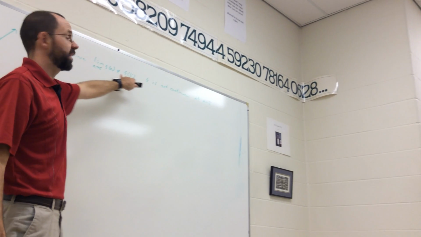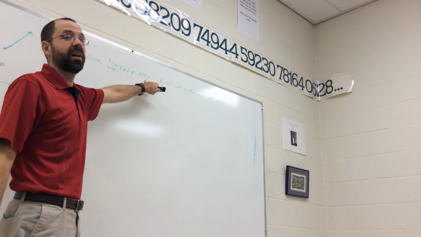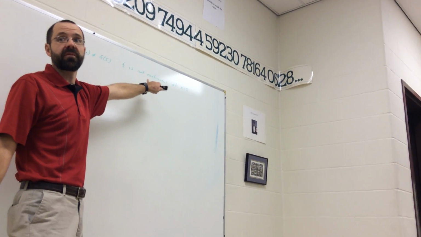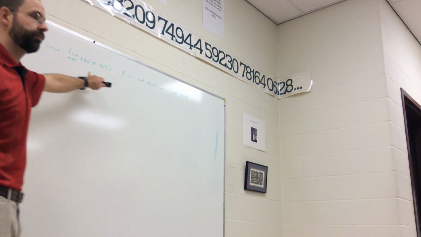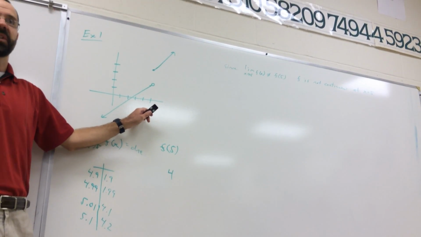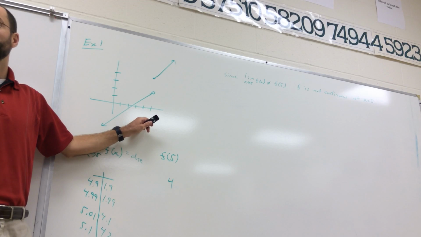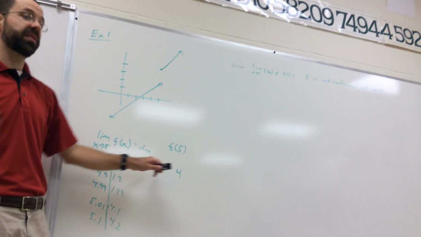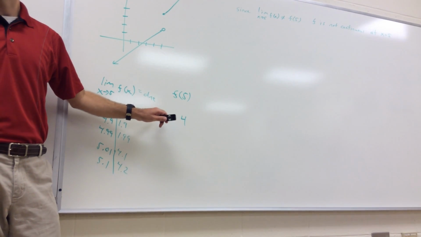Since the limit as x goes to 5 doesn't equal f of 5, that tells us that f is not continuous at 5. And we could tell by looking at the graph that it wasn't continuous, because informally that's where we pick up our pencil. But the official way to say it is: since the limit doesn't equal the function value, that's why it's not continuous.